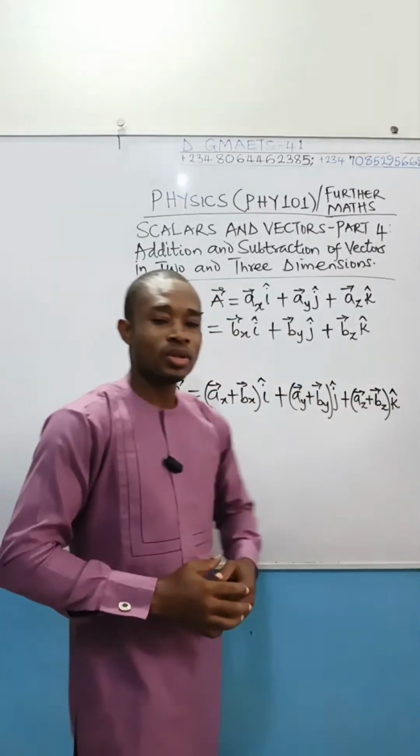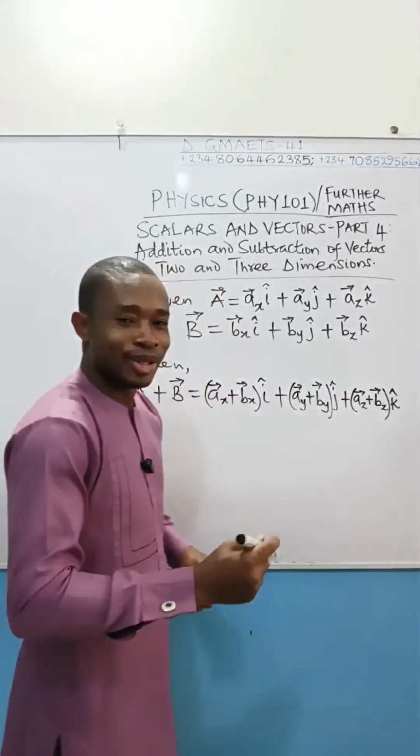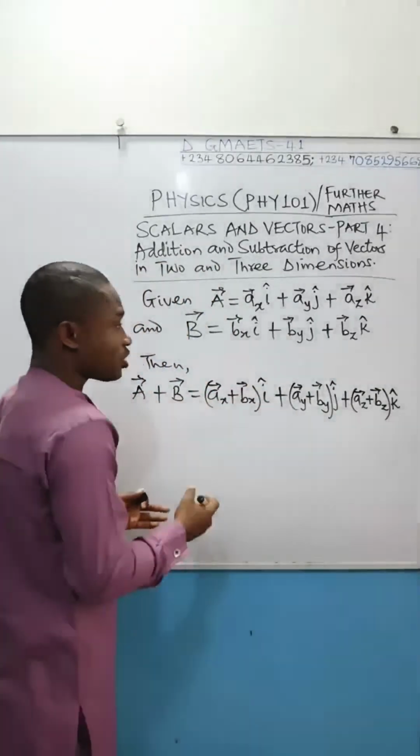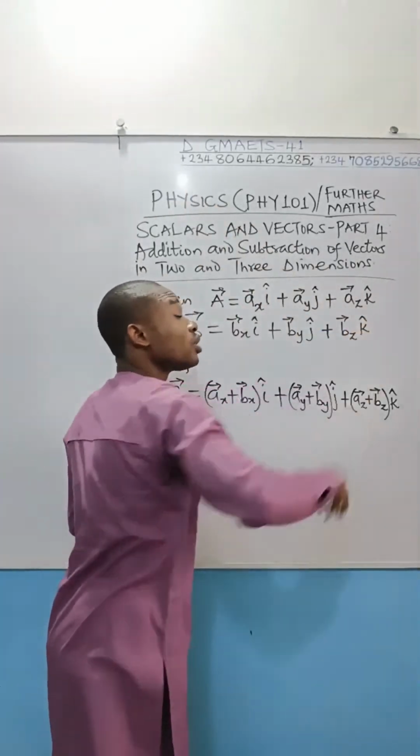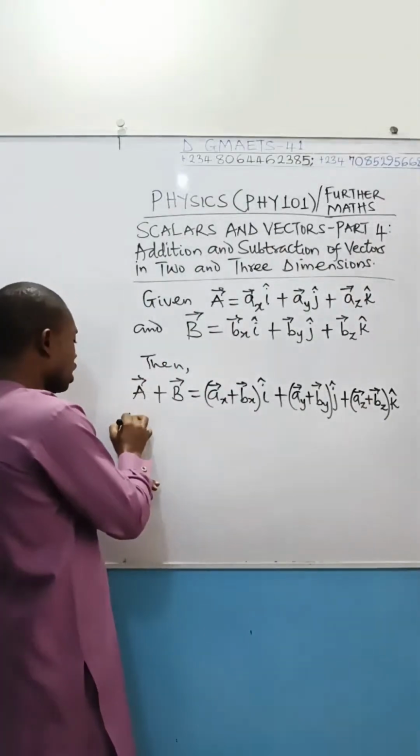So this is how we add vectors in 2 or 3 dimensions. If it is in 2 dimensions, one of these direction vectors will not be there. So one of the components will not be there if it is 2 dimensions.